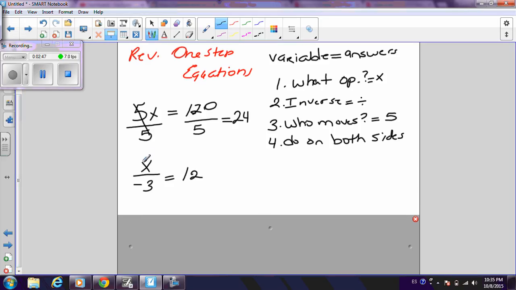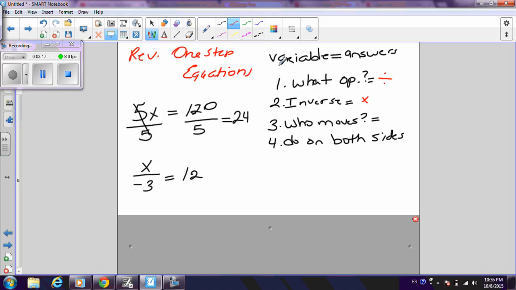We have x divided by negative 3 equals 12. Alright, so if we're going to do our steps again, let me erase our old answers, because we're going to have new answers. Okay. Oops, there we go. Alright, so here we go. Change pen colors. So what is our operation? Well, if I read it correctly, x divided by negative 3 equals 12. I know I heard the words divide by. Okay? The inverse of division is, exactly, multiplication.